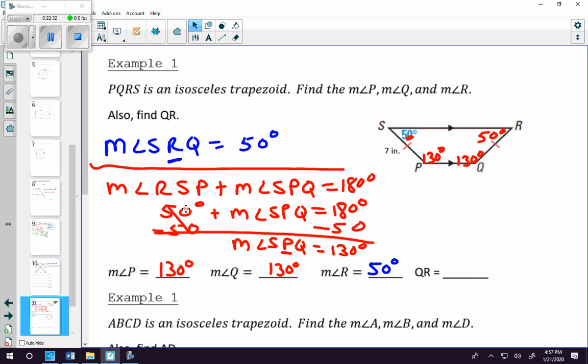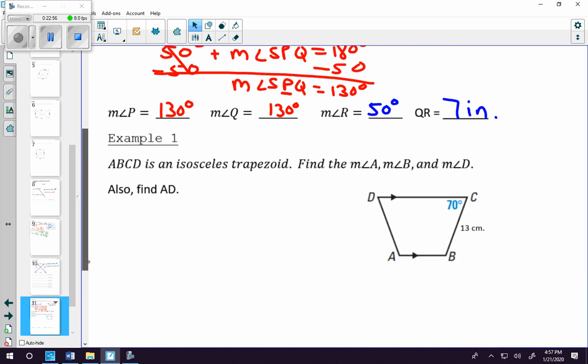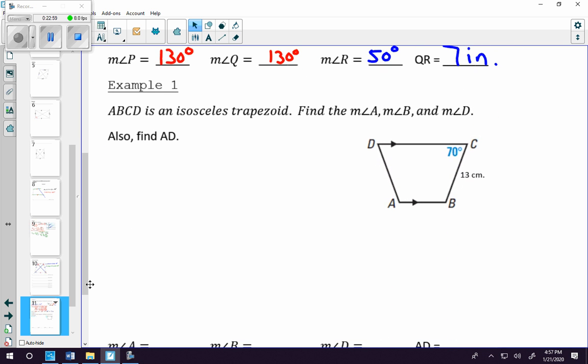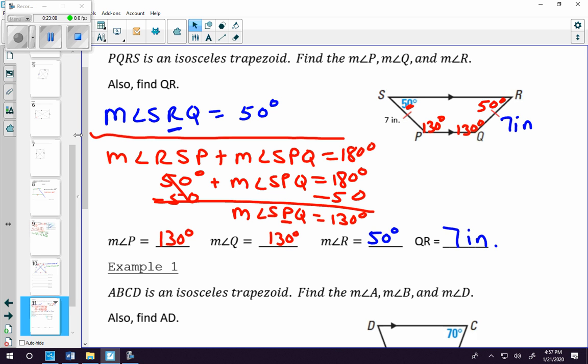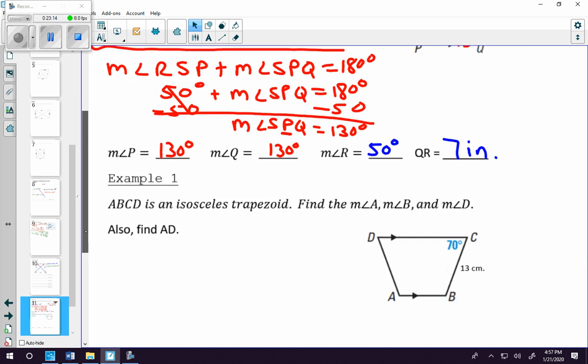And now we just need to find the length of segment QR. Well, if this indeed is an isosceles trapezoid, then we have one pair of opposite sides that are congruent. So if segment SP is 7 inches, then definitely segment QR is also 7 inches. So the length here is 7 inches. If we move on down to the next example, it'd just be another example exactly like the one we just did above. So if you want to go ahead and take a few minutes to try this example, it's exactly the same as the one we just did with different values in there.